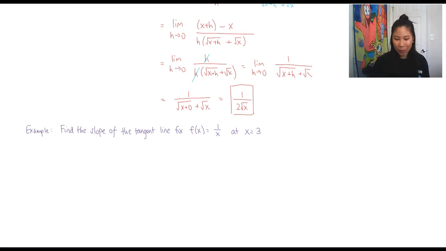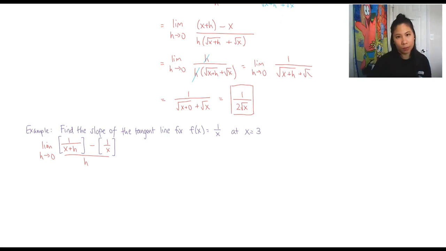Okay, last example. So this time I'm looking for the slope of the tangent line for f of x equals 1 over x at x equals 3. So if they're asking us for the slope, really they're just asking us to find the derivative for the function 1 over x. And then at the end, because they're telling us x equals 3, after I find the derivative, I'm going to plug in x equals 3 to find the overall slope. So I started out by plugging in f of x plus h minus f of x into my limit.